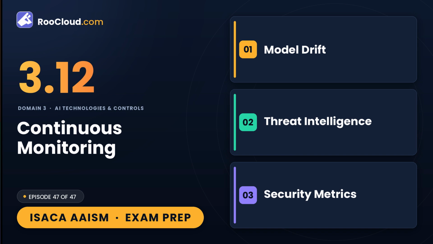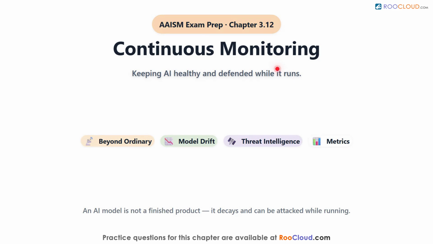Welcome to Domain 3, Section 3.12, Continuous Monitoring. In this final session, we will look at why AI needs monitoring beyond ordinary security, the central problem of model drift, threat intelligence, and the controls for AI-enabled threats, and the metrics that track it all.